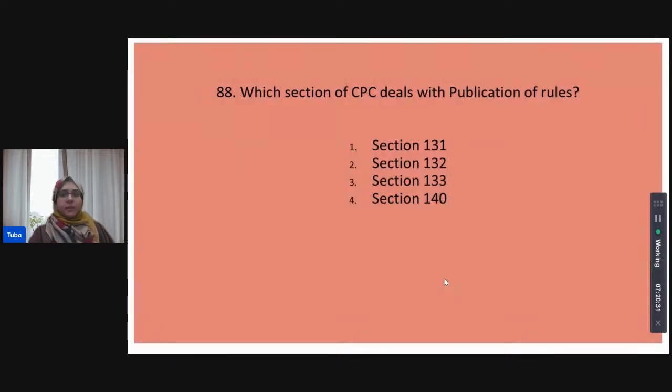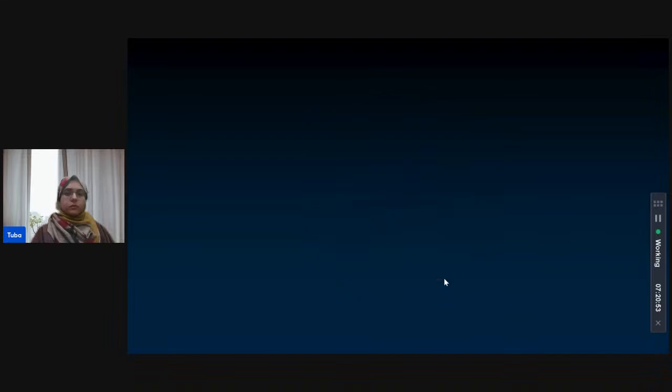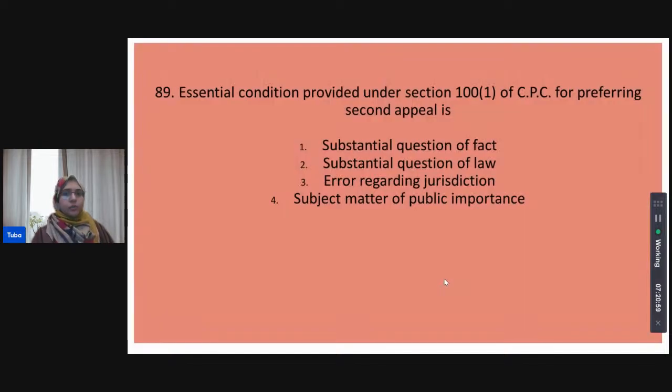Which section of CPC deals with publication of rules? Is it Section 131, Section 132, Section 133, or Section 140? It is Section 131 that deals with publication of rules.